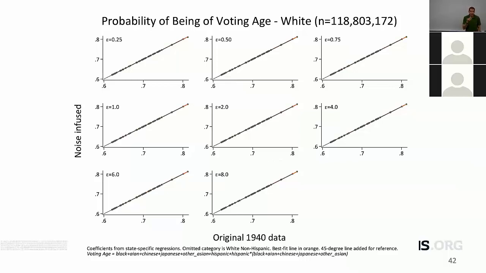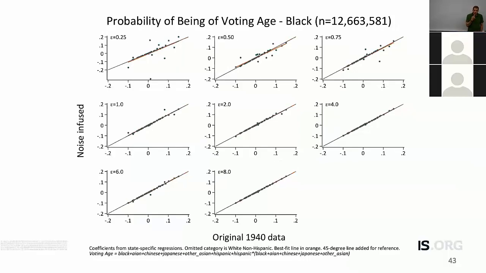So for whites, even for small values of epsilon, the coefficients are essentially the same for the original data and for the noise-infused data. As we look at different subpopulation groups, here are the coefficients for African Americans. Here you start to see more variation. You start to see cases where there are negative coefficients at the state level from the noise-infused data, and we have positive coefficients for the original data.